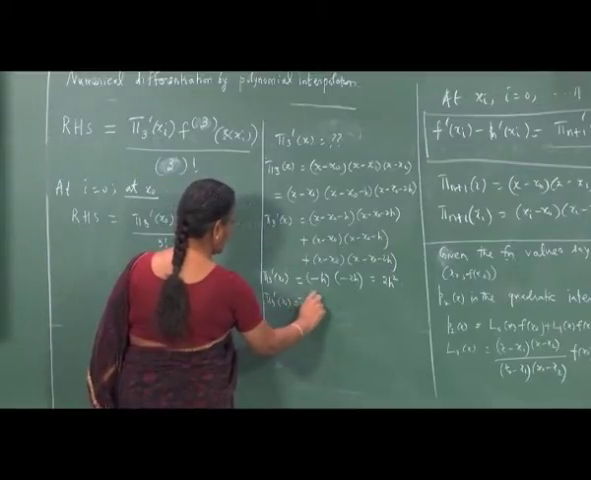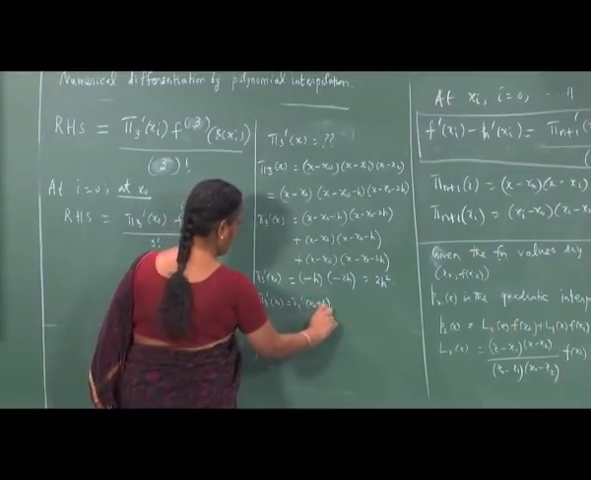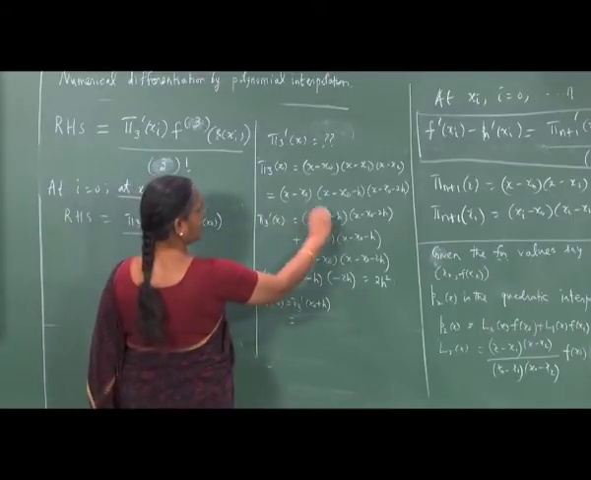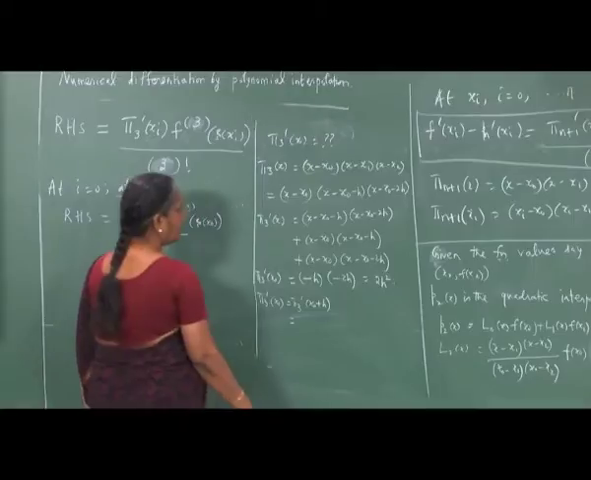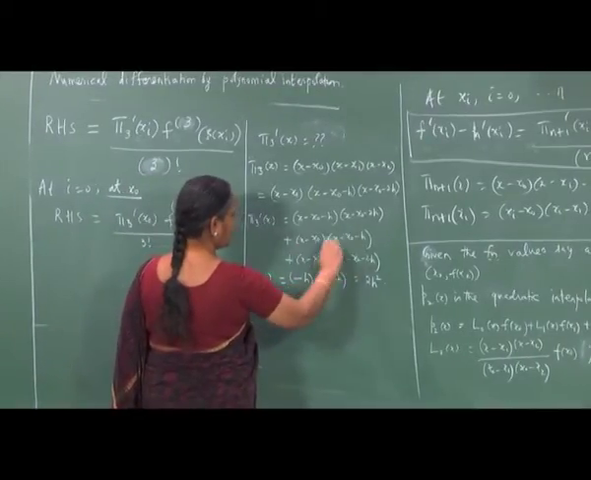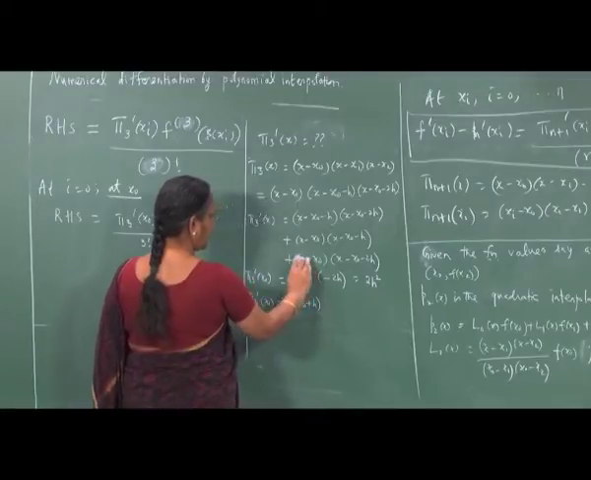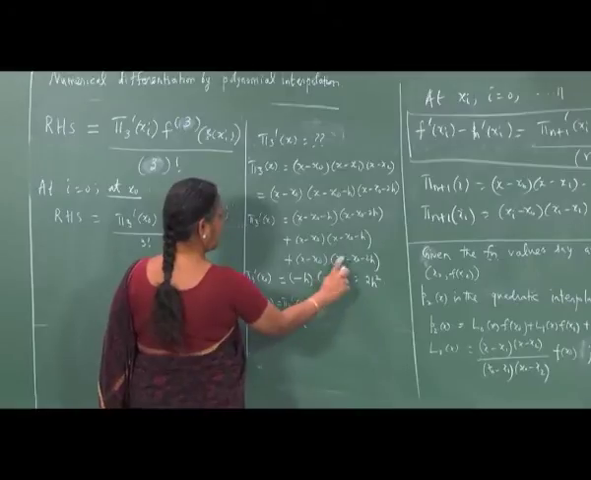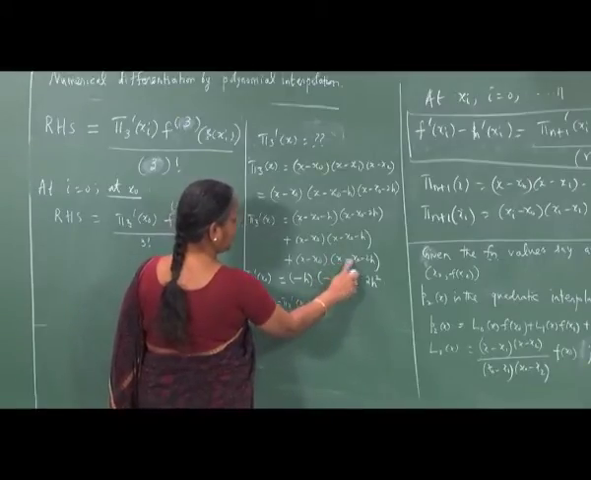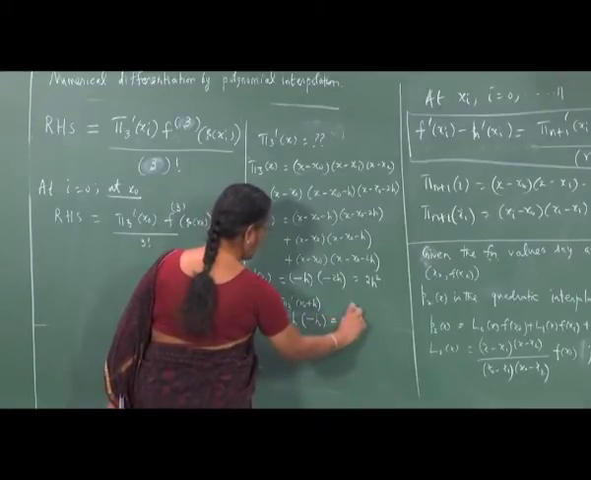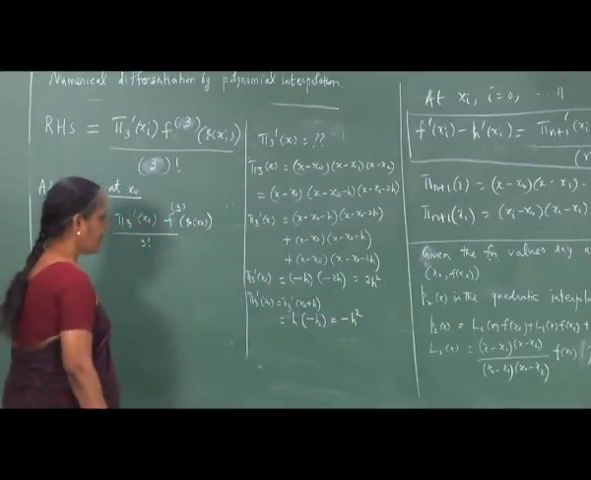What is it? It is pi 3 dashed at x naught plus h. So, I substitute x as x naught plus h, this goes, and then I substitute x as x naught plus h, this term also goes. So, from here x naught plus h minus x naught, so h, and x naught plus h minus x naught minus 2h, so minus h. So, this will give me minus h square.